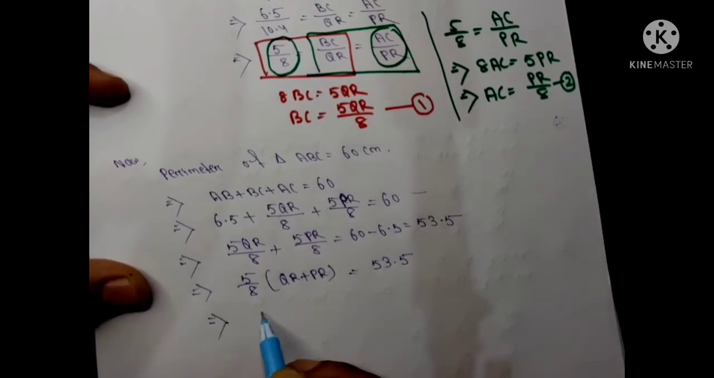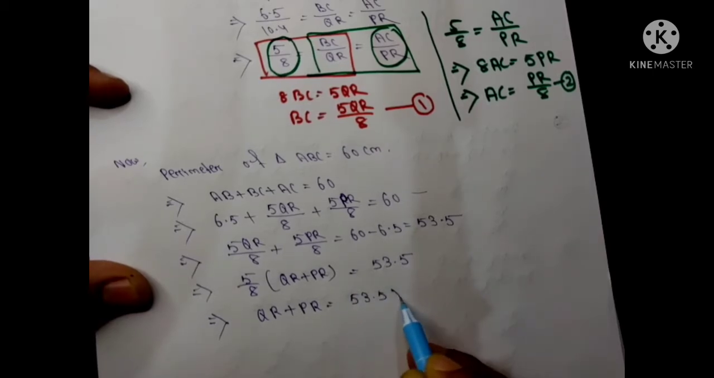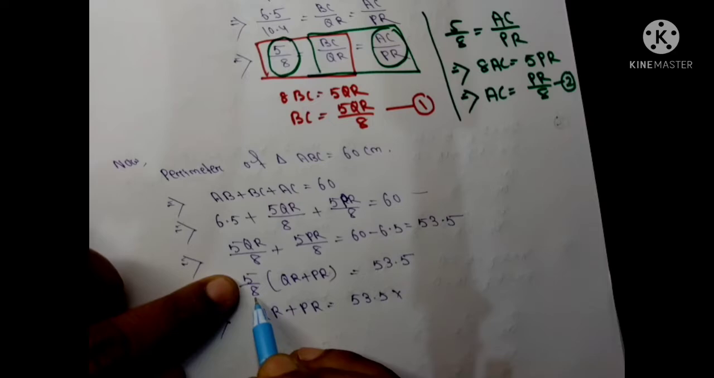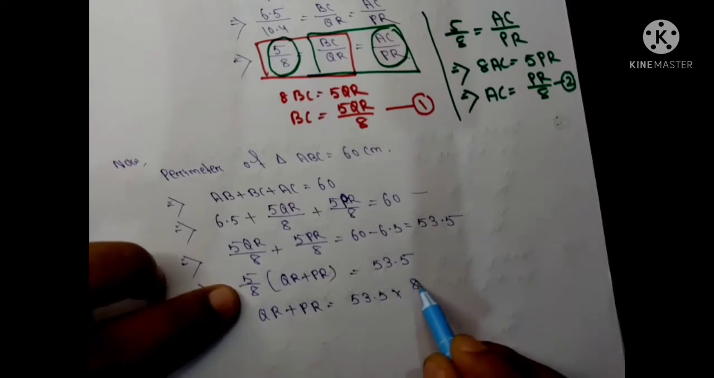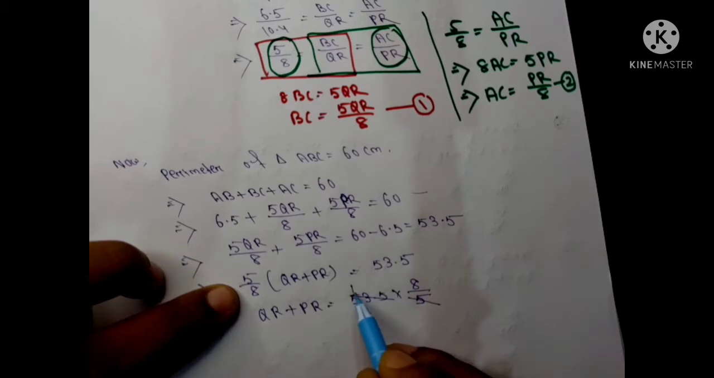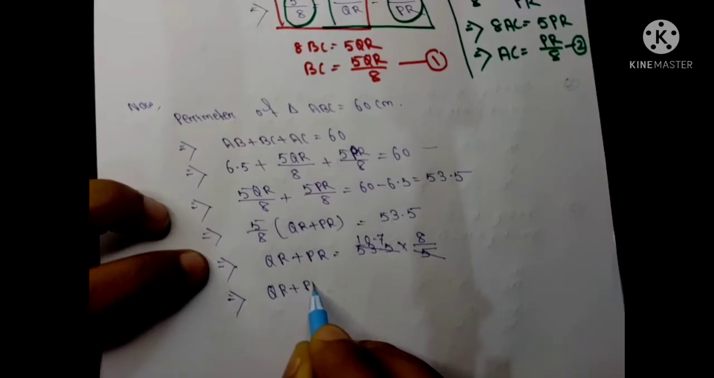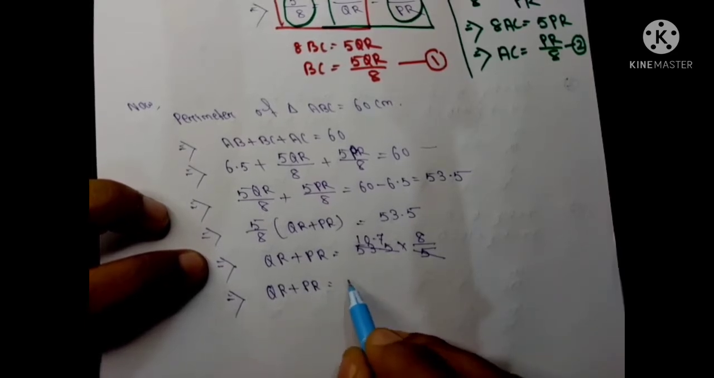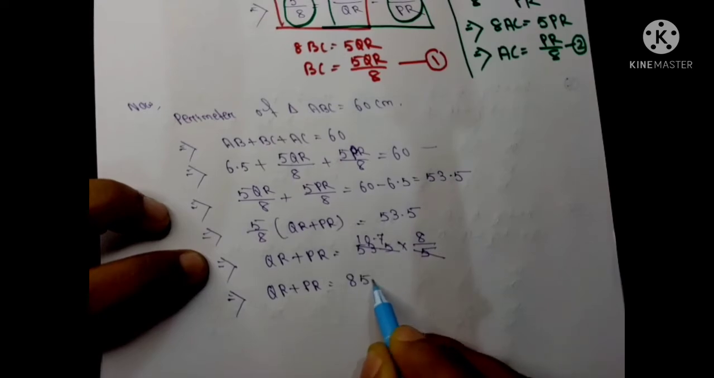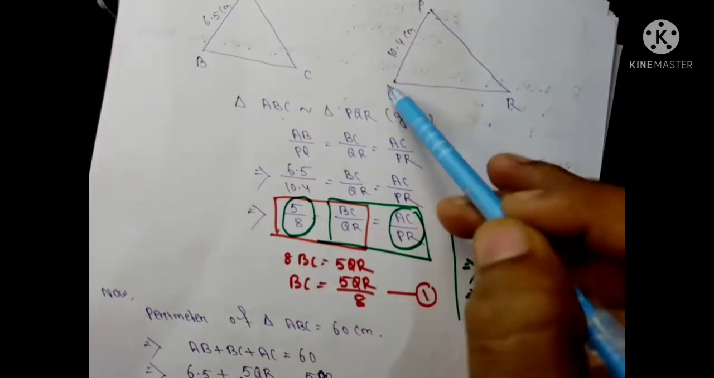That implies that QR plus PR is equal to 53.5 multiplied by 8 by 5, as the 5 by 8 on the LHS side becomes 8 by 5 on the RHS side. Now divide, 5 ones are 5, 5 zeros, 5 sevens are 35. So QR plus PR becomes 85.6. Now we have to find the perimeter of triangle PQR.